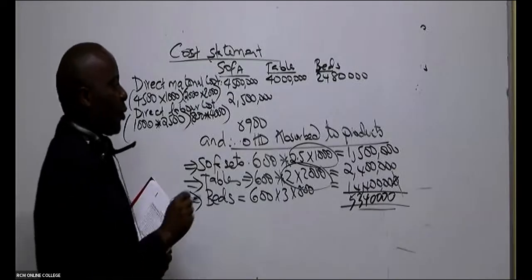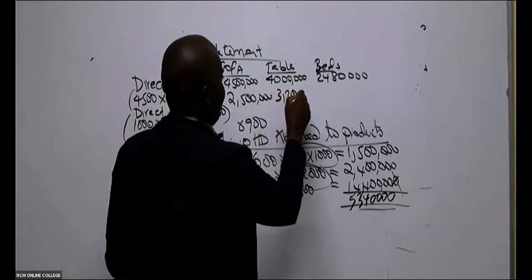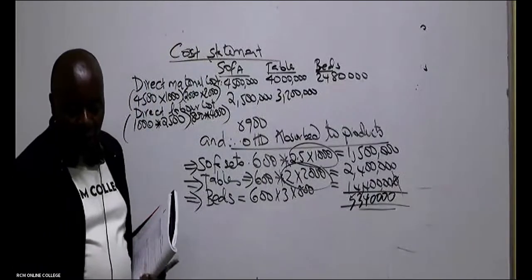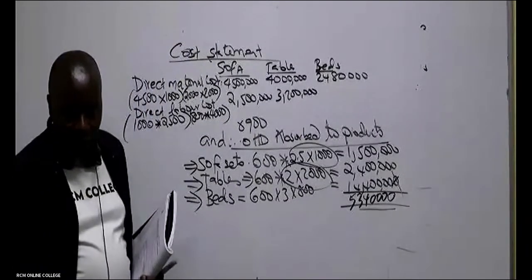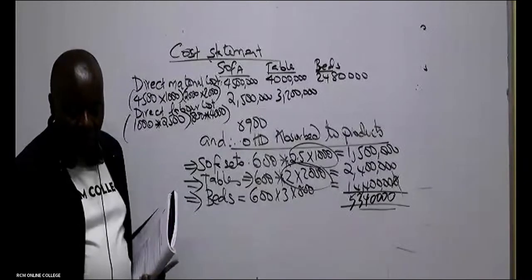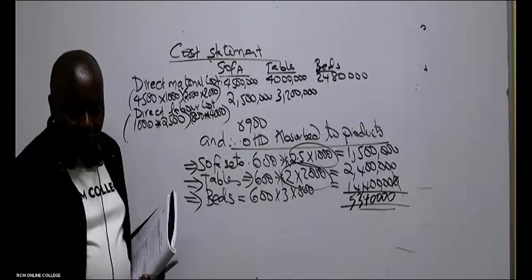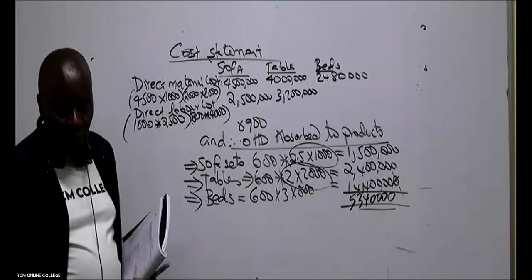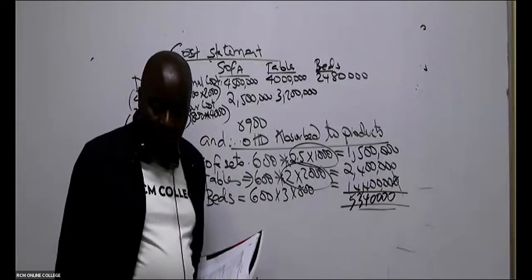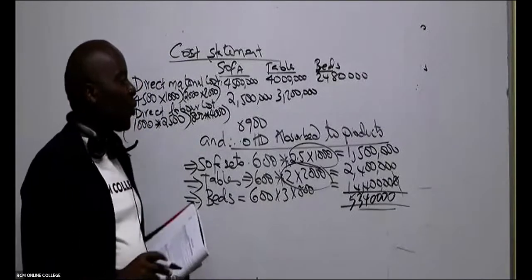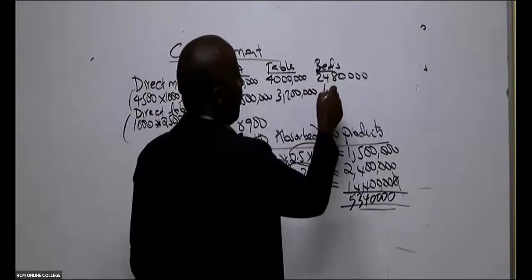3.2 million. Thank you, Cynthia. I don't have to calculate for beds because I know you can give me that very effectively. I can see what Gathoni and Cynthia have down there. They are telling me, Mwalimu, don't calculate this one. We know it is 1.8 million.